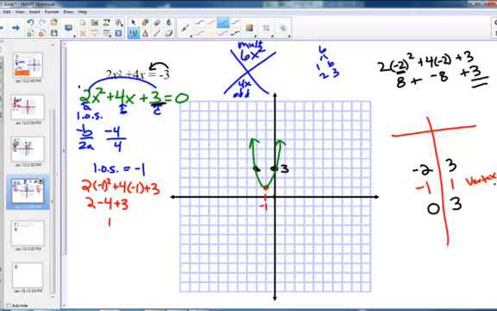It might cross at a decimal, but it has no x-intercepts at all. So that's the graph of this.